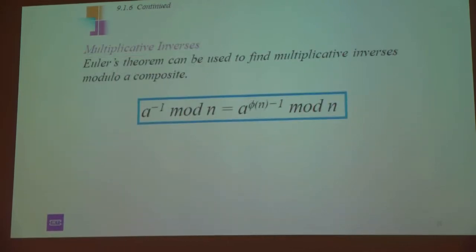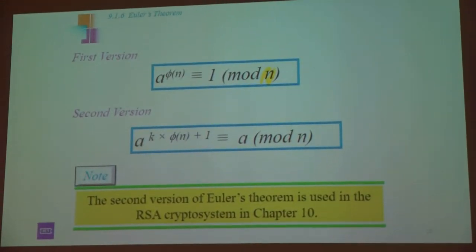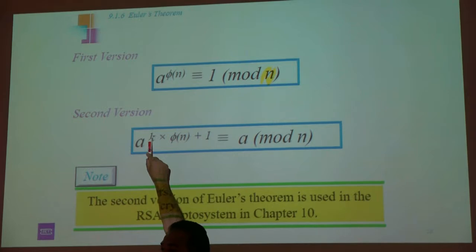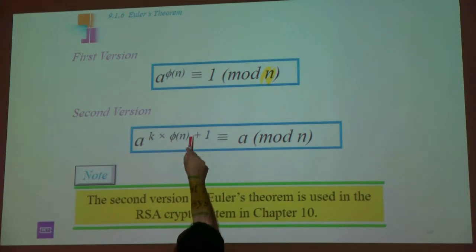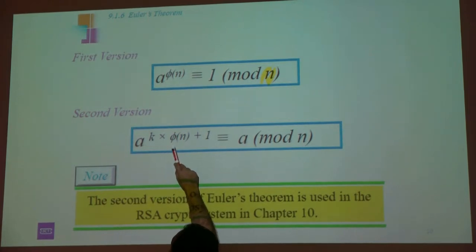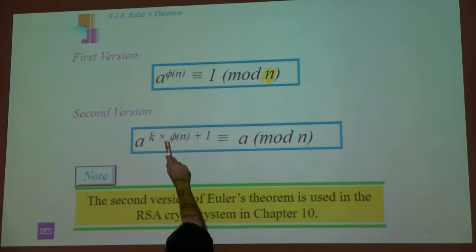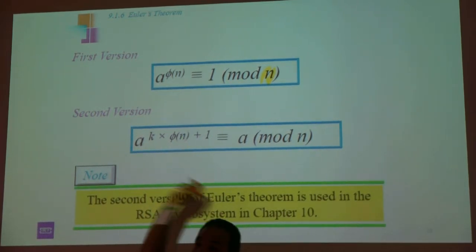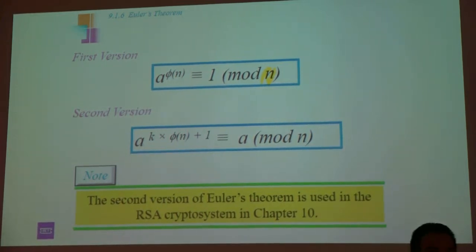Let me go back to the previous one, which we used: a to the power of k times phi n plus 1. What was our k? 1. How much is phi n? 60. So what we did here is 1 times 60 plus 1 gives 61. However, how much do I have? 62. So I put the 1 alone and did it separately, and we did the rest.